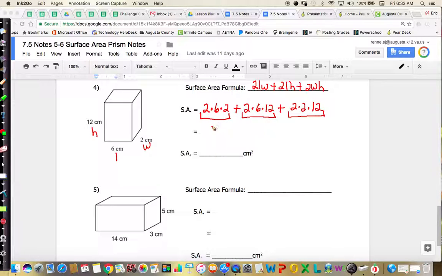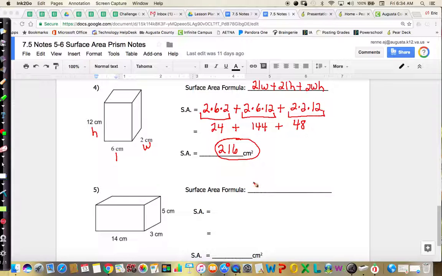Okay, so 2 times 6 times 2 is 24, plus 2 times 6 times 12 is 144, and 2 times 2 times 12 is 48. So now add them up to get the total surface area, and when I do that, I get 216 centimeters squared. The label is already there, and I always like to circle my answer, and that's it. Now, remember, pause the video if you'd like to do number 5 on your own.